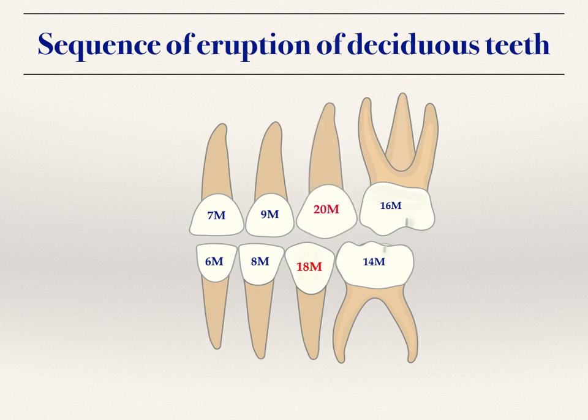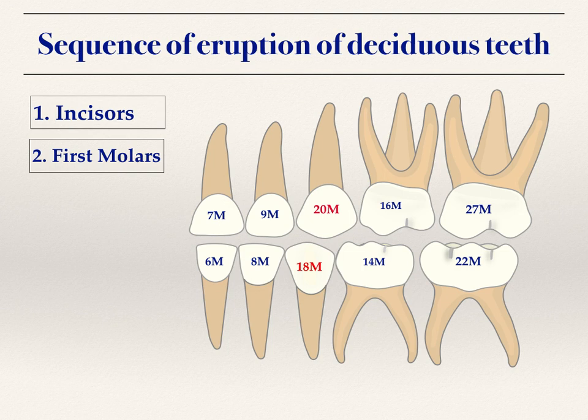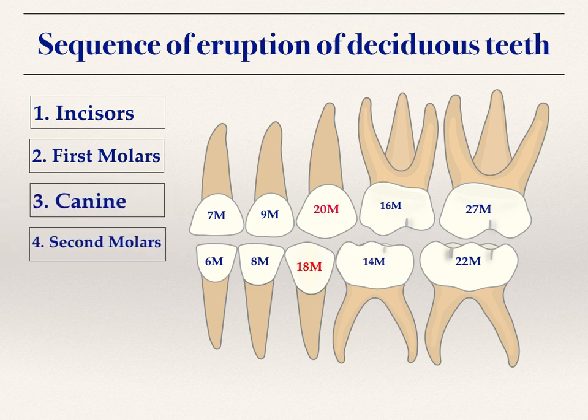20 months, and lastly the mandibular second deciduous molar at 22 months and the maxillary second deciduous molar at 27 months. And so the summary of the sequence of eruption of deciduous teeth begins with eruption of the incisors, followed by the first molars, then the canines, and lastly the second deciduous molars. And this is very important knowledge.